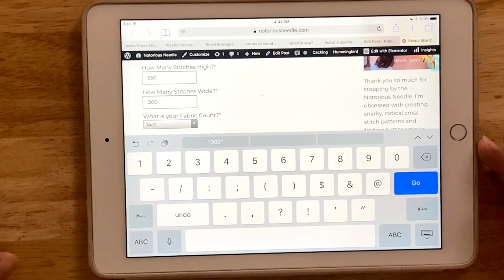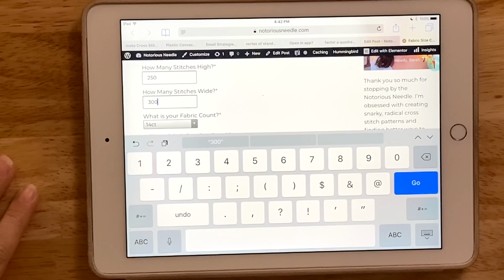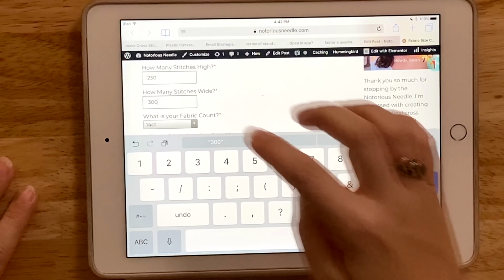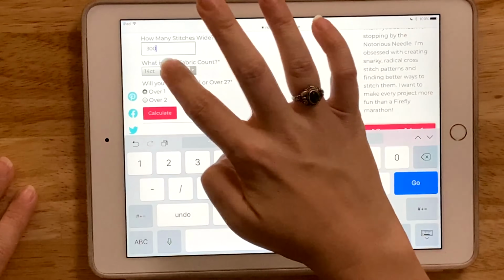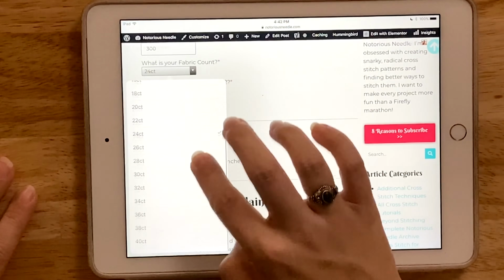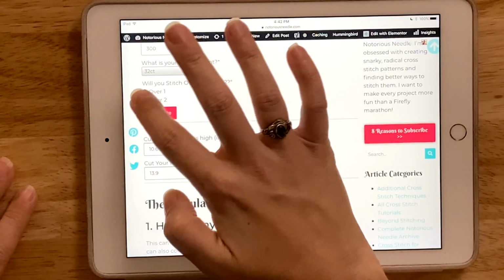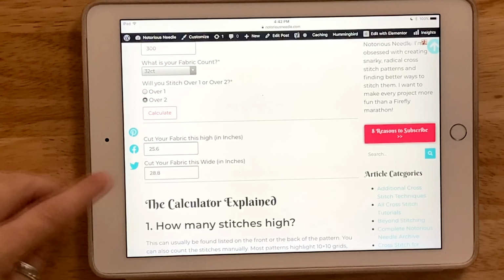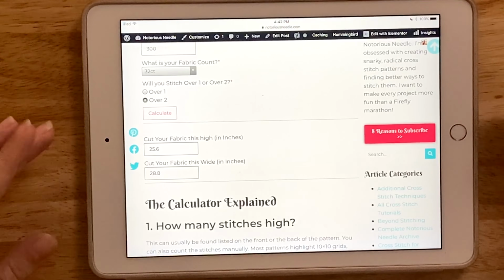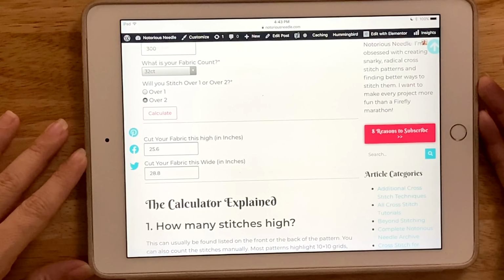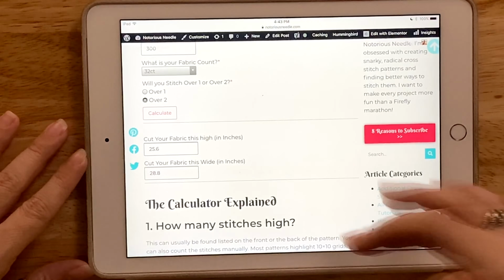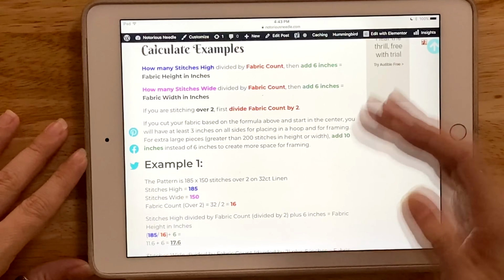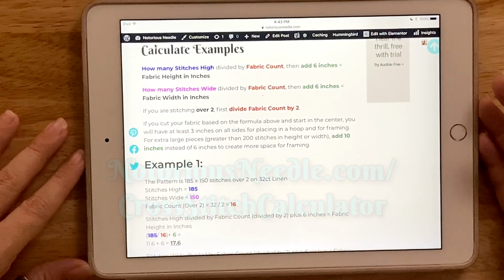For example, if your pattern is 250 stitches high by 300 stitches wide, and let's say you're stitching on 32 count over 2, my calculator estimates that you would make it 25.6 inches high by 28.8 inches wide. You can read on further down to understand how I came to that calculation, and I give you a couple of examples.